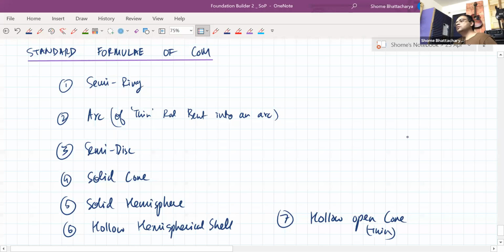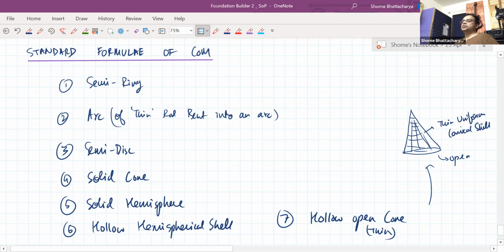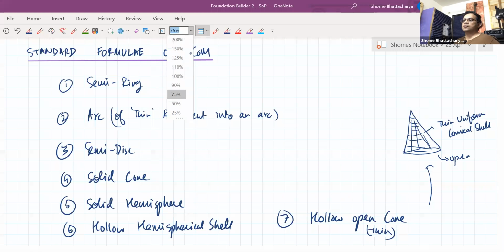We have done the solid cone. Now just imagine that this is hollow from inside, and it's just a shell which is in the cone shape, just like we had the hemisphere today. So this side is open, and this is a thin uniform conical shell. You know the center of mass of all these.